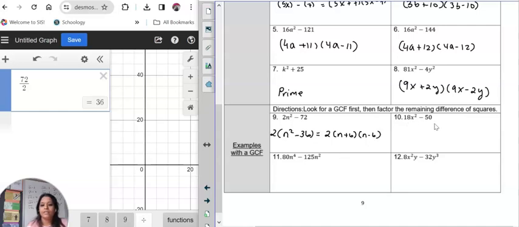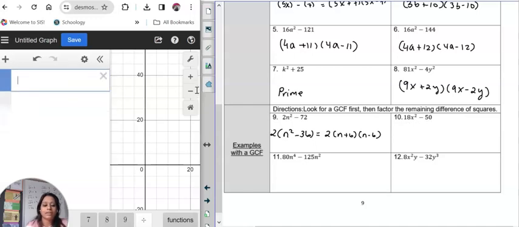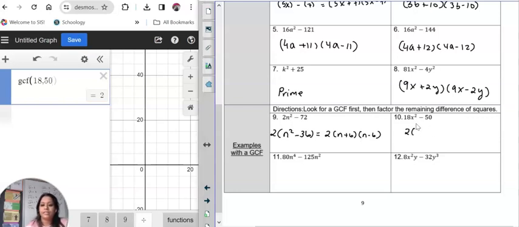That's it. For this one, remember, you can go ahead and just use Desmos to find the GCF. Just type GCF, and then put 18, 50. So the GCF is 2, so I can factor out a 2 first. So 18 divided by 2 is 9, and that is a perfect square. Squared minus 50 divided by 2 is 25. So these are both perfect squares, so now I can go ahead and factor this further. So 3x plus 5, and then 3x minus 5.